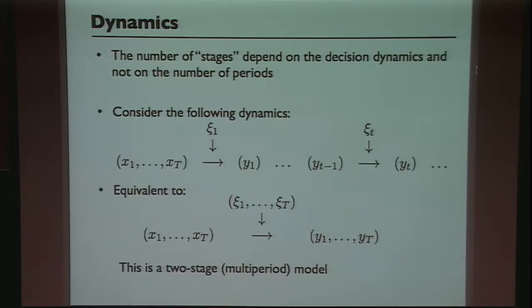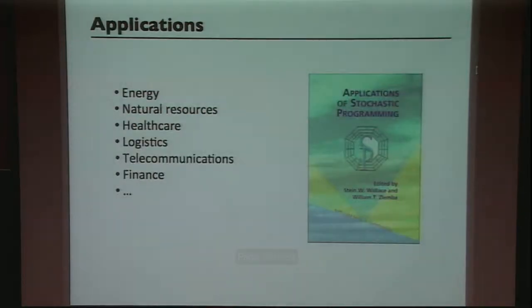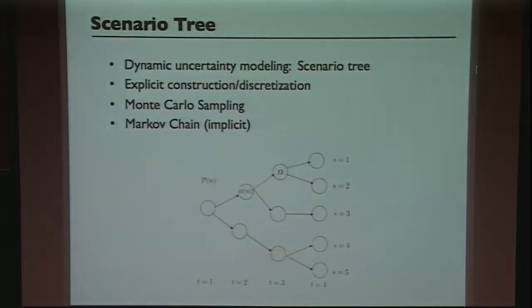Good. All right, so plenty of applications, in particular energy. There's been a lot of interest in applying multi-stage stochastic programming to energy. This is a book on applications of stochastic programming, which has several examples. One thing that I mentioned here is that we have the core deterministic model, and we have the decision dynamics we'd like to model, but we need an underlying stochastic model, right? How the information is being revealed.